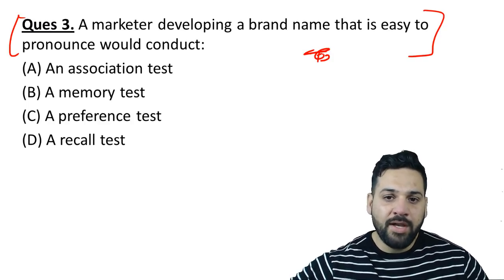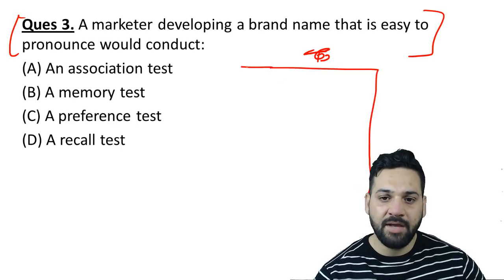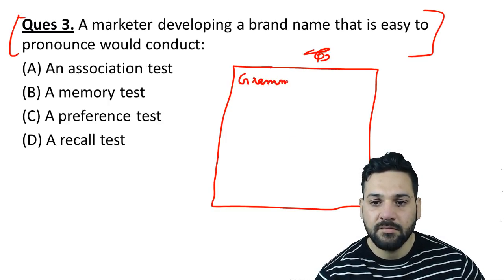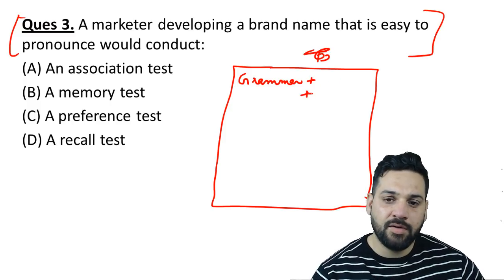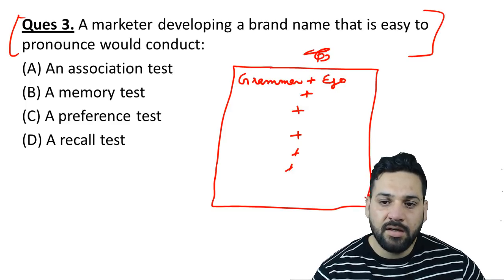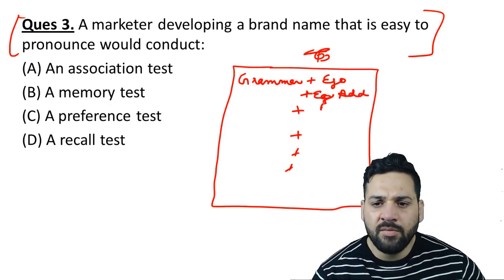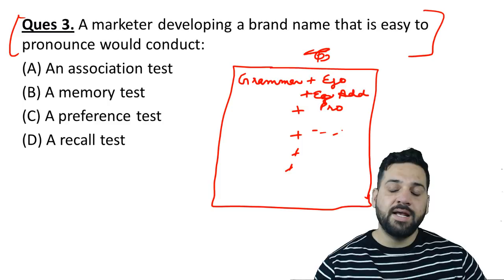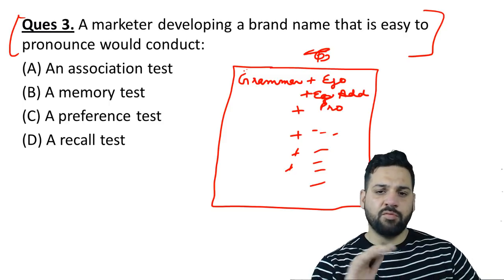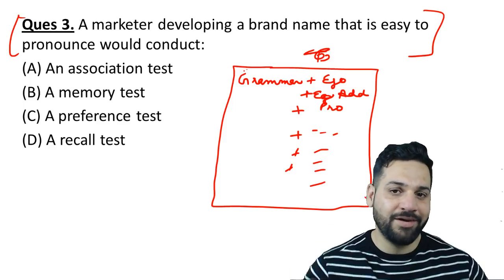But the fact is that while buying the domains, what I do is I make a list. For example, I want to buy a domain starting with the word grammar. Now I'll add the words edge, ego, grammar, edge, or whatever attributes, add on, pro, or whatever, right? And now I will provide this list of 10 domains to, let's say, 50 of my students. And after 1 week, I'll call them back and ask them to recall it.